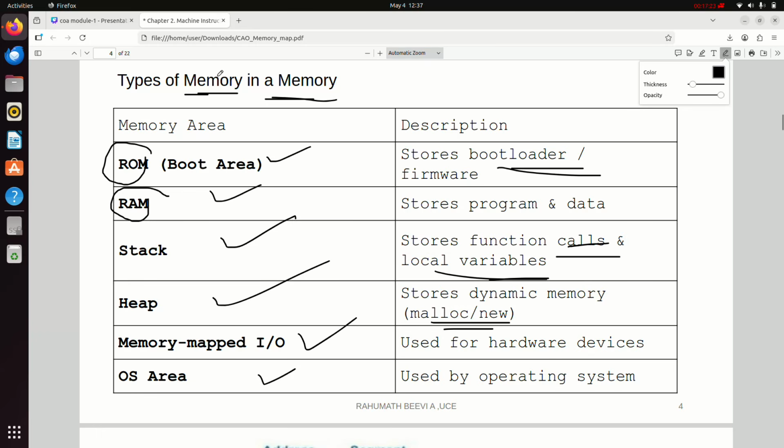So ROM, RAM, stack, heap, memory mapped IO, and the operating system are there. What are the things they do? I told you the exception handler and bootloader are there, and the bootloader comes from the ROM. In the text segment we store the program's code, and that is present in the RAM part. The stack stores the function calls, variables, and return values. The heap dynamically allocates memory using the malloc function. Then memory mapped IO is for the hardware devices, and the OS area is reserved for the operating system.